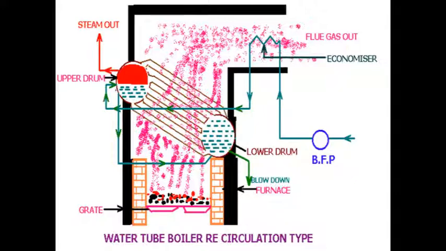And this is a natural type of arrangement, made based on the principle of thermosyphonic action, where the water column in the tubing outside the furnace and the water-steam mixture in the bank tubes create a density difference, which creates the circulation force within the water-steam circuit.